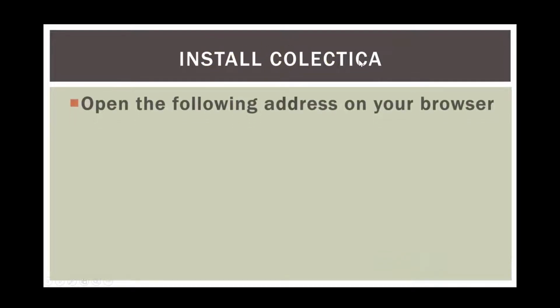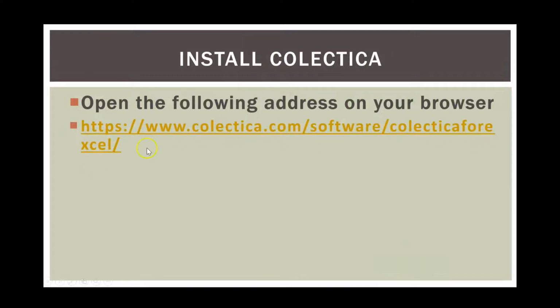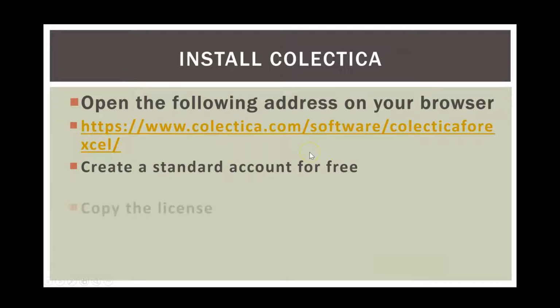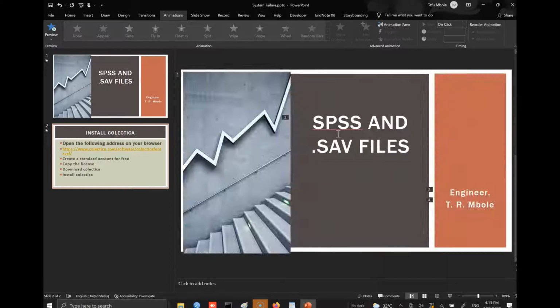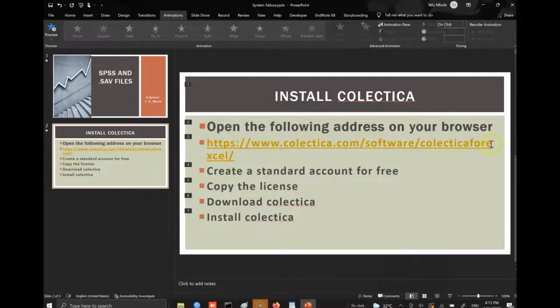Now the steps for this procedure are very simple. You need to install a certain software called Colectica, and to do that you are going to open the following address on your browser. I will post this address in the description so you can get it from there. You are going to create a standard account for free with Colectica.com, then copy the license, download Colectica, and install it to attach to your Excel. This is all, and let us begin now.